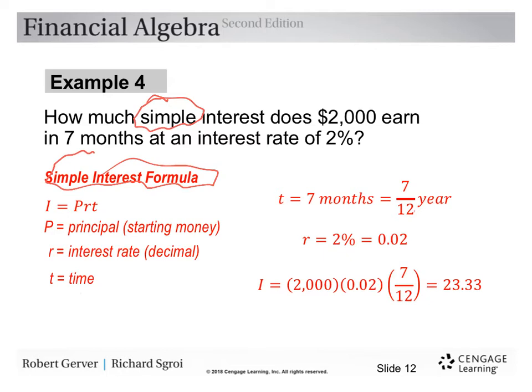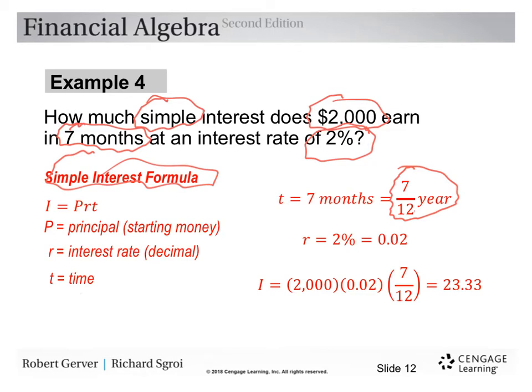Now, the only difference is, principal, we got $2,000. Interest rate is 2%. Now, time, however, is 7 months. Normally, time is given in terms of a year. So the time is 7 months, which is equal to 7/12 of a year. 12 months in a year, 7 of them, 7/12 of a year.